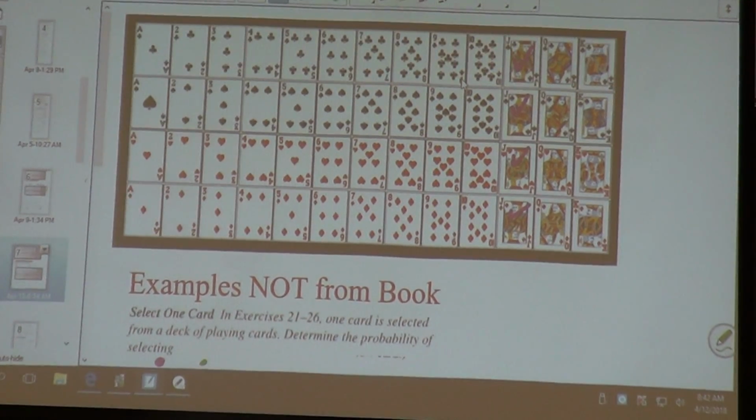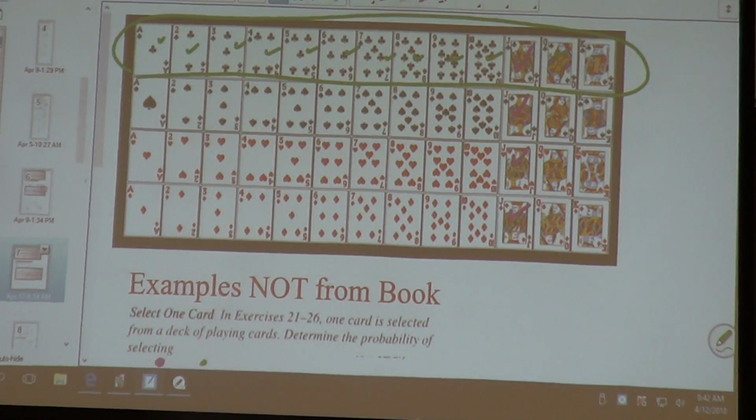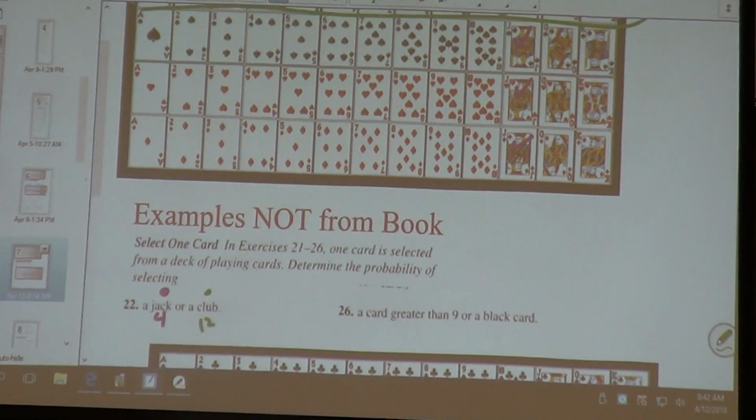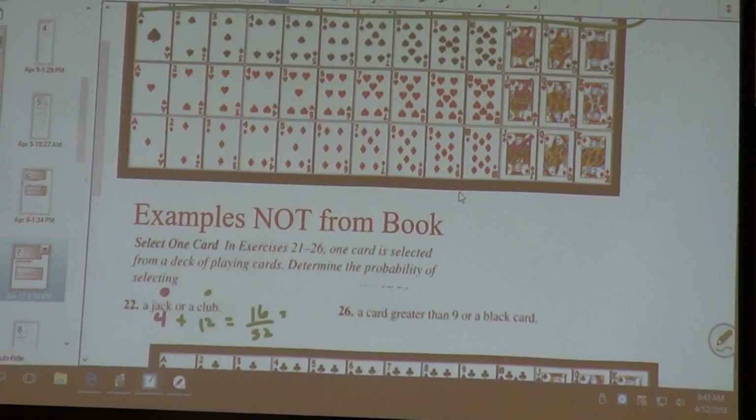Well, our clubs are all of these. But we can't count this one because we've already counted him. So we have 1, 2, 3, 4, 5, 6, 7, 8, 9, 10, 11, 12, because we have already counted that jack. So if I add those together, that is 16 out of 52. So the answer should have been reduced 4 over 13. That's what I'm looking for your first one.